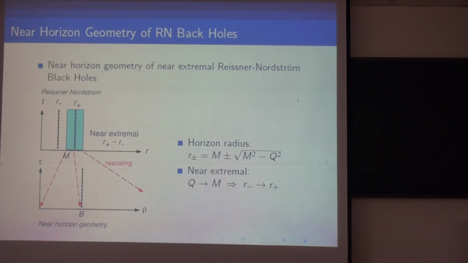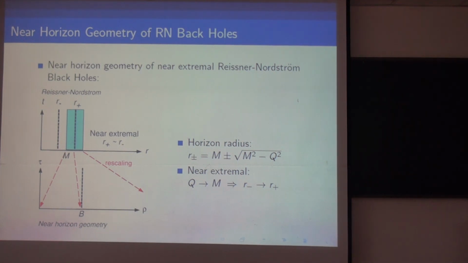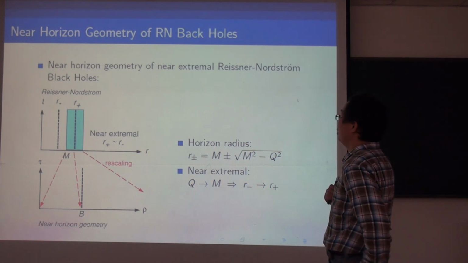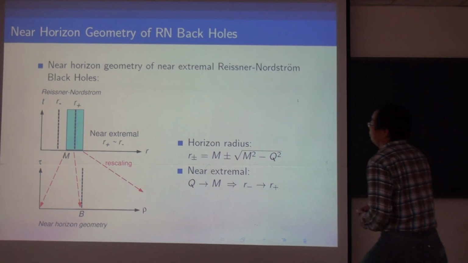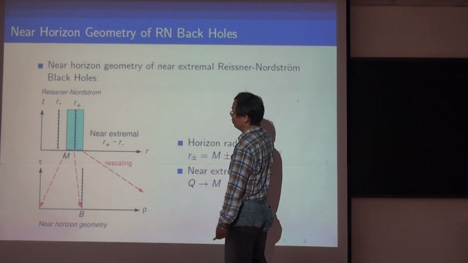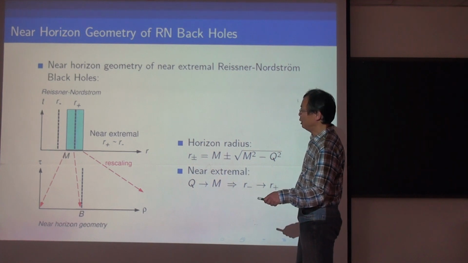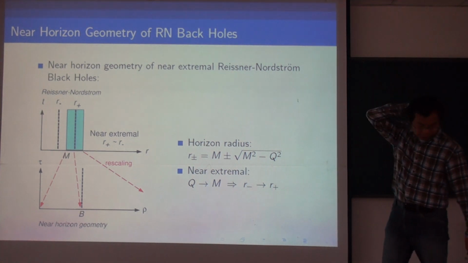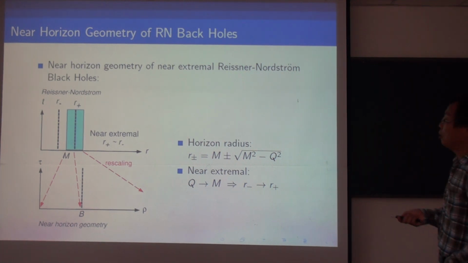Okay, so now for this part I want to go into a little more technical detail. We want to consider the near-horizon geometry of the Reissner-Nordström black hole. If we draw the coordinates of the black hole, this is the time coordinate and this is the radial coordinate, and just ignore the angular coordinates. So in general, there are two horizons.